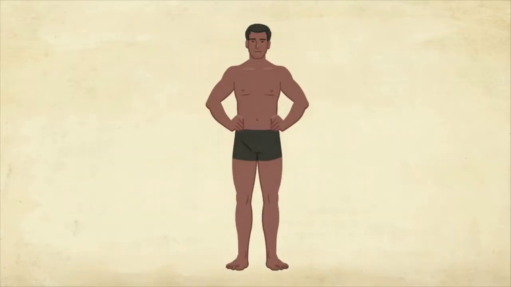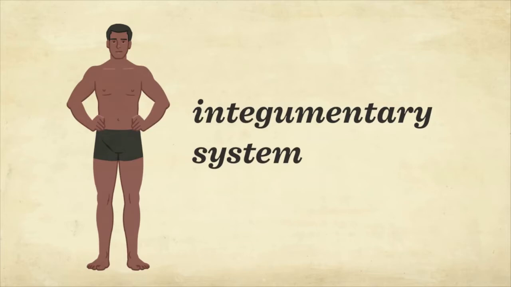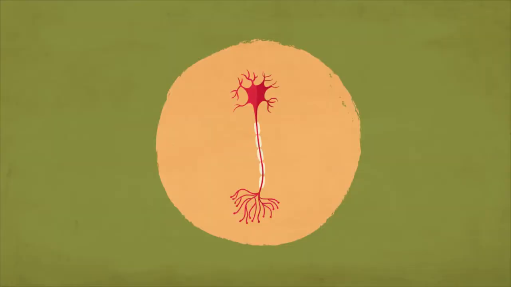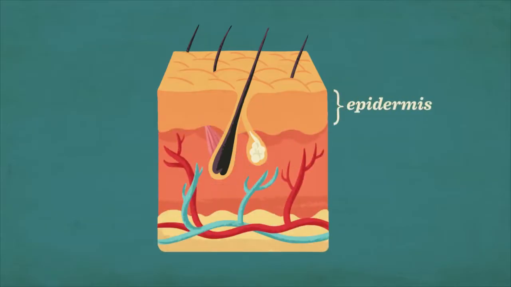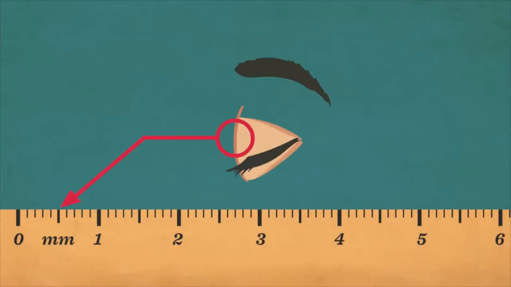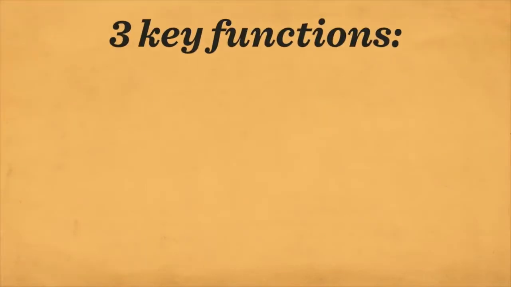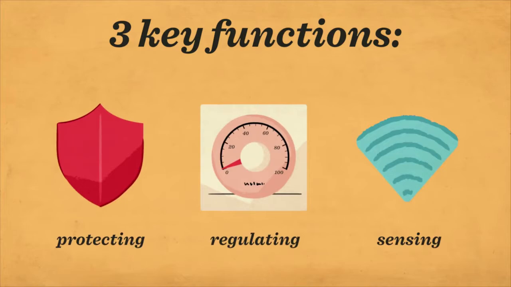First, the basics. Skin is the foundation of the integumentary system, which also incorporates your hair, nails, and specialized glands and nerves. Made up of 3 layers, the epidermis, dermis, and hypodermis, skin's thickness varies from 0.5 millimeters at its thinnest and up to 4 millimeters at its thickest. It also carries out 3 key functions: protecting, regulating, and sensing the world beyond its limits.